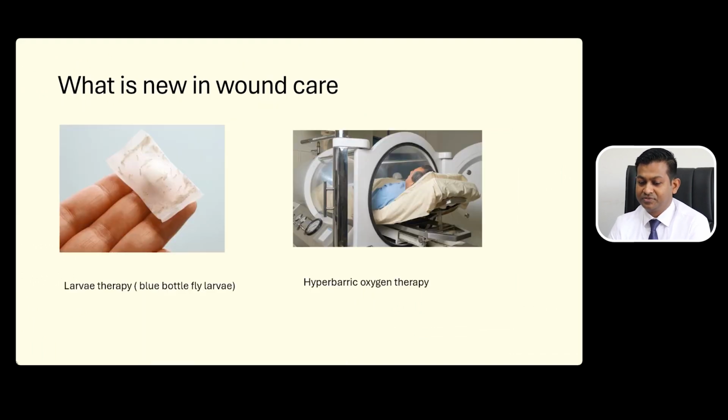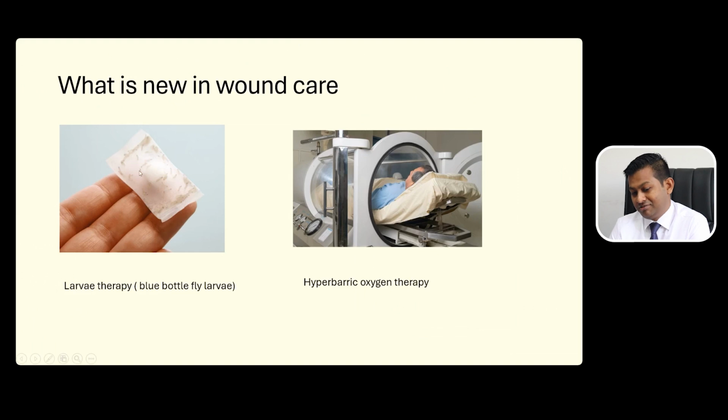Okay, larvae therapy. We are still using larvae. Many years back they used to come as a small packet that you applied to the wound, left there, and then removed. Now this is medical grade larvae, blue bottle fly larvae. They come like tea bags. On and off here in Sri Lanka also we can get access to these. They do a great job. They do debridement and promote healing. So larvae is another option.